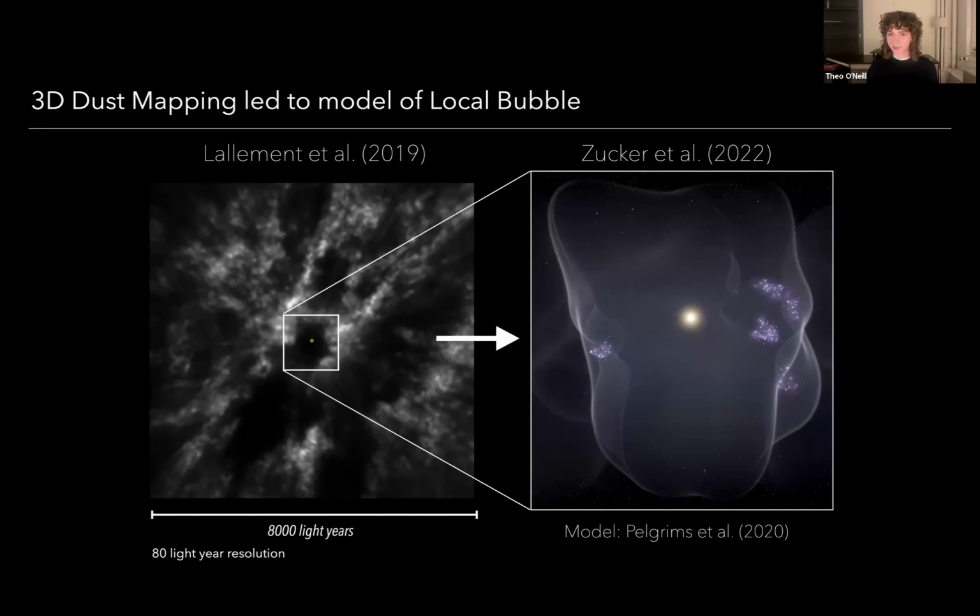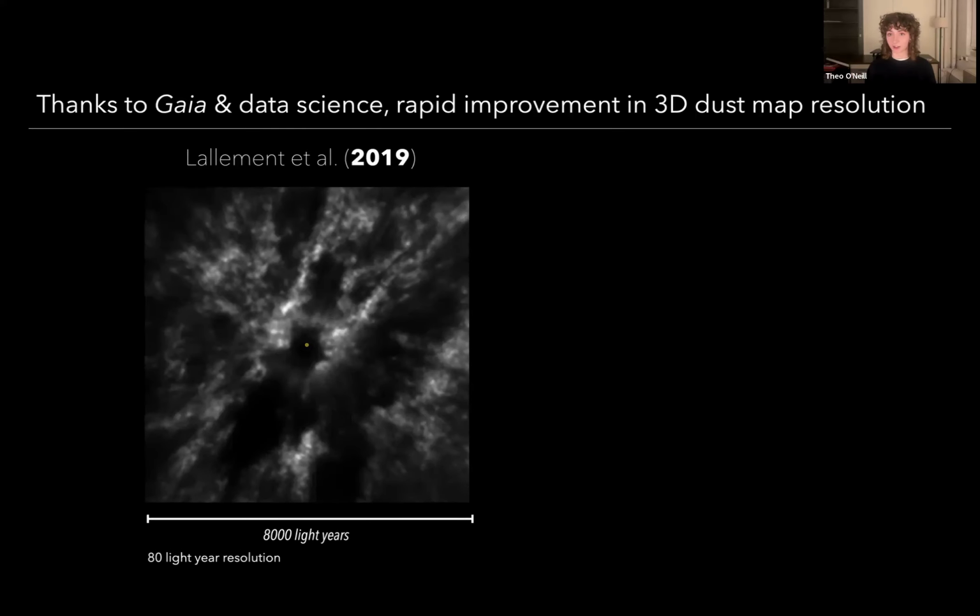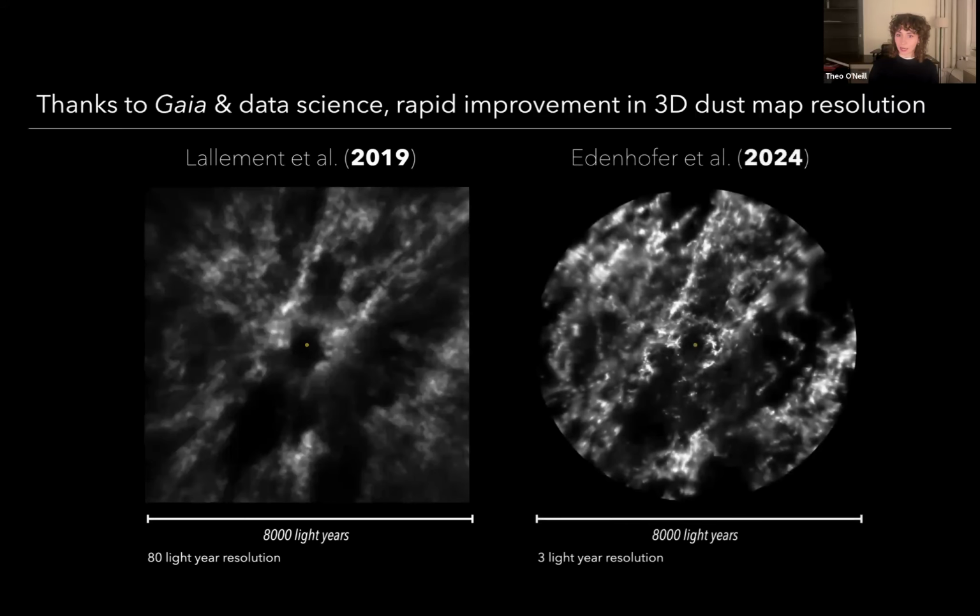But what's really exciting about working on the interstellar medium right now in 2024 is that we're getting new data from all sorts of telescopes every day, including the Gaia Space Telescope. And so in just the 5 years since this dust map on the left was released, new data and improved techniques in our reconstruction methods have allowed us to generate 3D maps of dust in the solar neighborhood at 25 times higher resolution than was possible even 5 years ago.